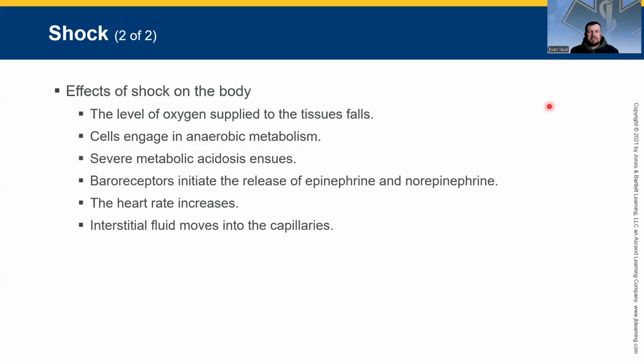Effects of shock on the body: the level of oxygen supply to the tissue falls. Cells engage in anaerobic metabolism, so less energy is being produced. Severe metabolic acidosis ensues. Baroreceptors initiate and release epinephrine or norepinephrine. The heart rate will increase, trying to make up the difference, and then your interstitial fluids move into the capillaries.